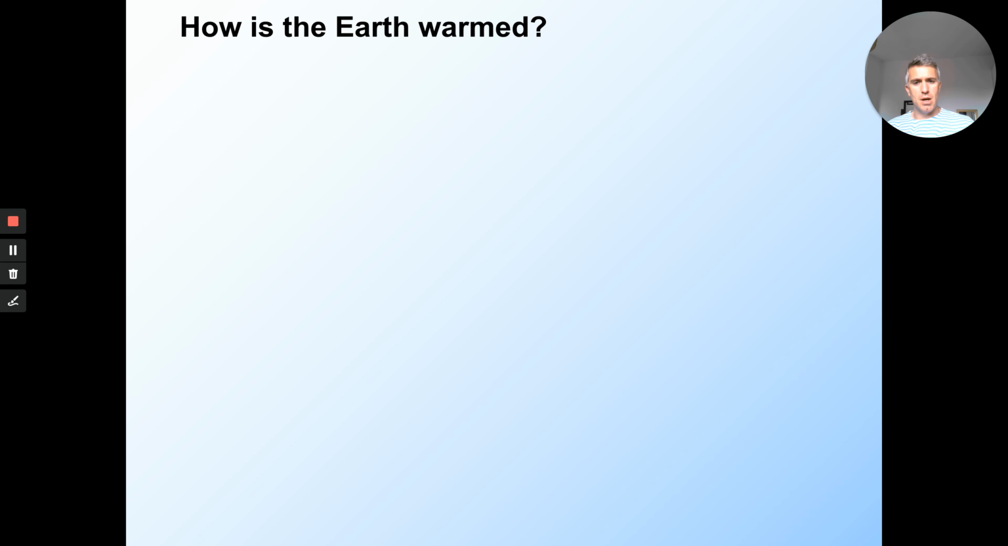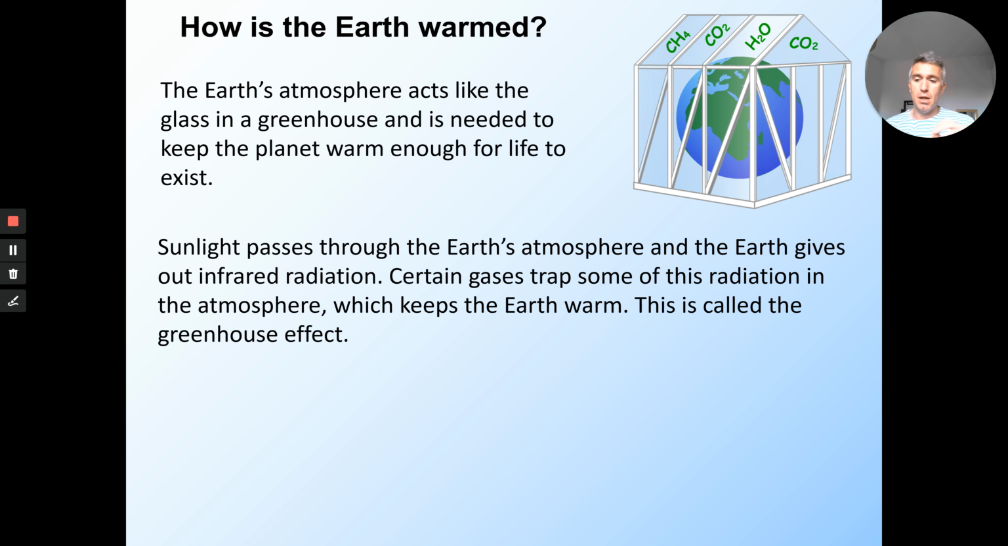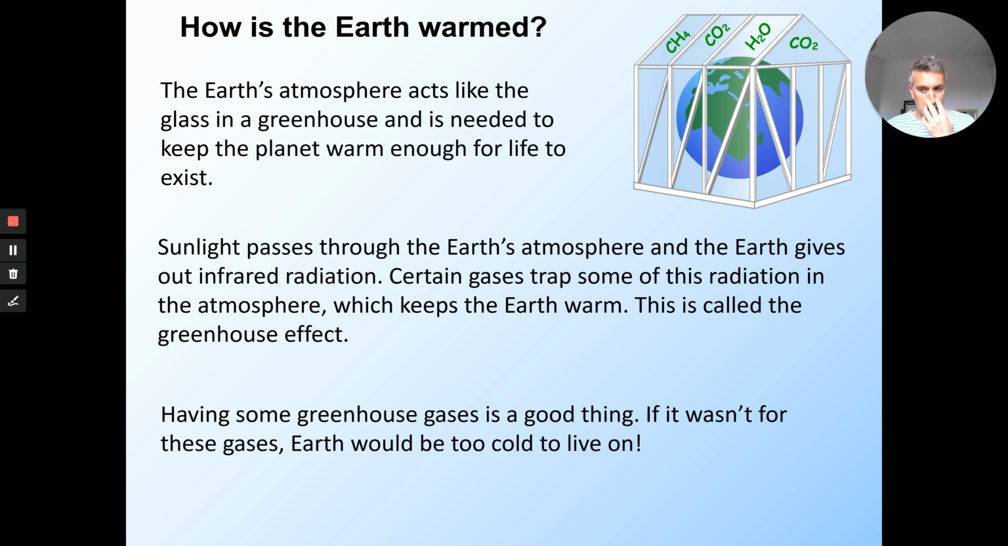How is the Earth warmed? The Earth's atmosphere acts like the glass in a greenhouse and is needed to keep the planet warm enough for life to exist. Sunlight passes through the Earth's atmosphere, and the Earth gives out infrared radiation. Certain gases trap some of the radiation in the atmosphere, which keeps the Earth warm. This is called the greenhouse effect.